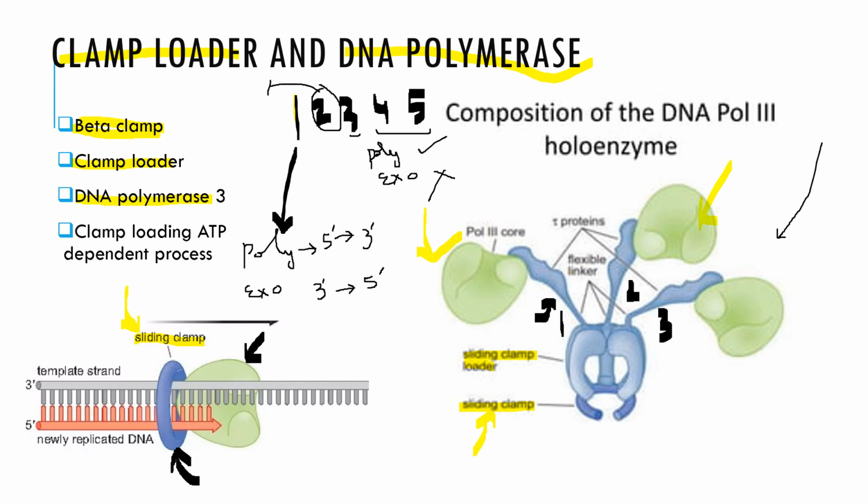As you know, the leading strand is a continuous strand, and that goes smoothly and continuously, so only one DNA polymerase is enough for polymerization. Whereas on the lagging strand, the replication takes place in fragments, or Okazaki fragments are present.